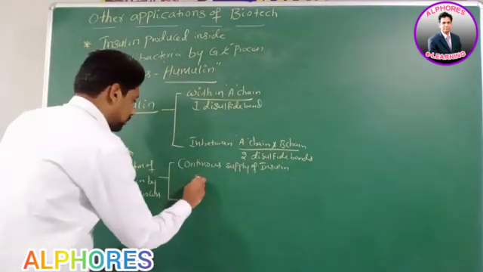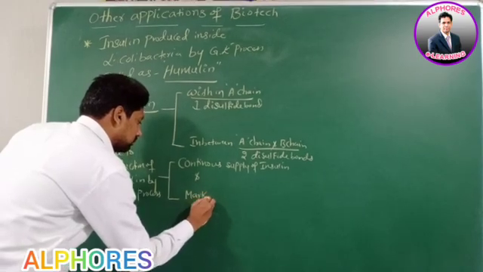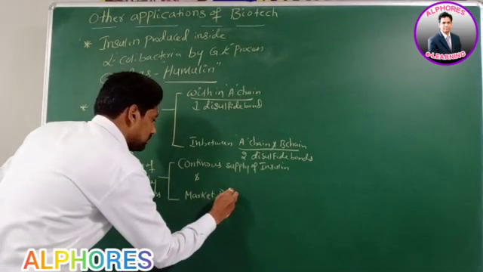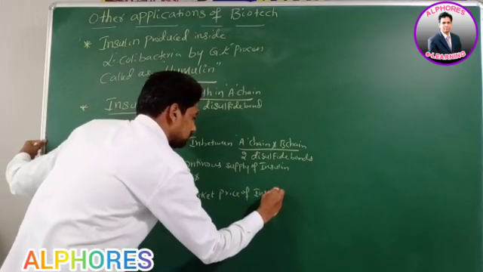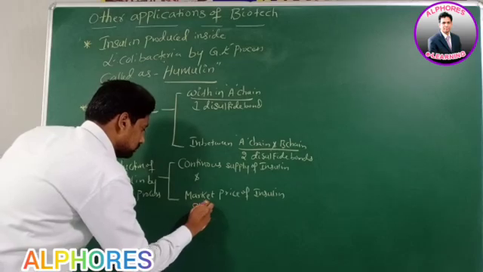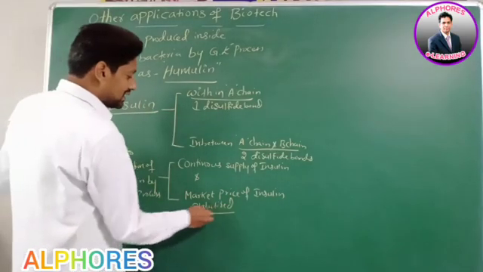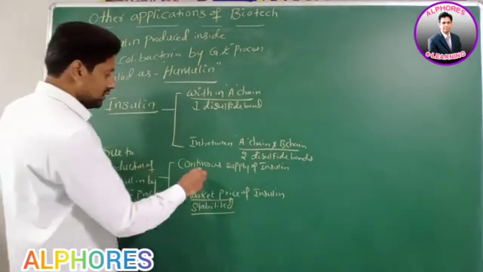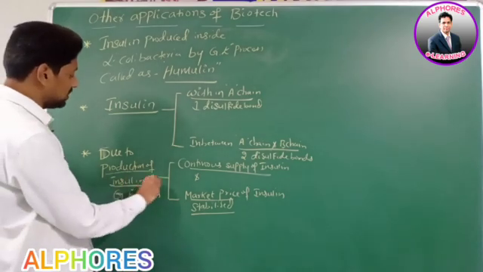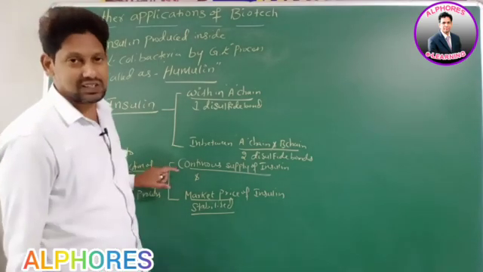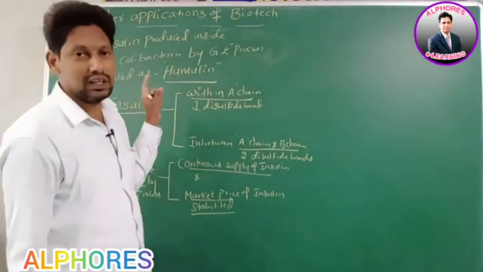Number two, what more? Market price of insulin stabilized. What is stabilized? The market price of insulin is stabilized. There is a continuous supply of insulin. This is due to production of insulin by genetic engineering process. Is this statement okay? With this we completed the first one, insulin.